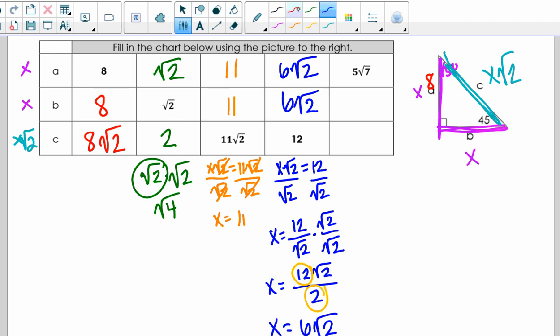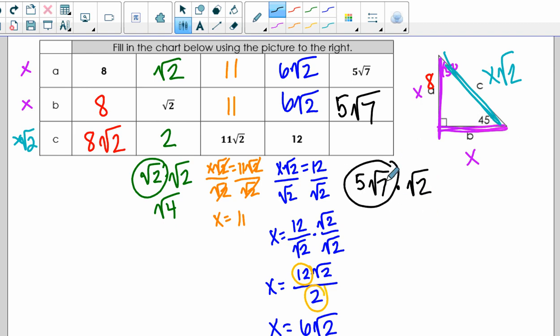Okay. Last but not least, if A is 5 radical 7, so is B. And then we're going to take that and substitute it in for x. So we have 5 radical 7. Oops, let's try and write the right number. 5 radical 7 times radical 2. So this is your x root 2. Okay, and then the 5 is going to stay a 5, but the radicals are going to get multiplied together. 7 times 2 is 14. There is not a perfect square in 14. So then this side is 5 radical 14.